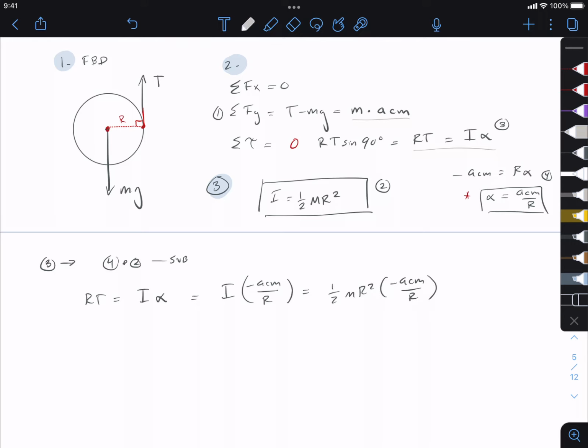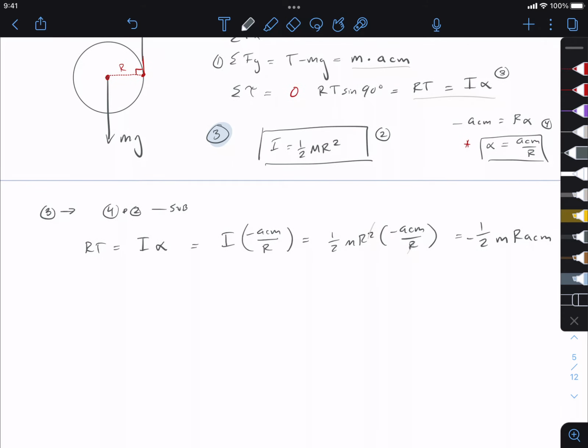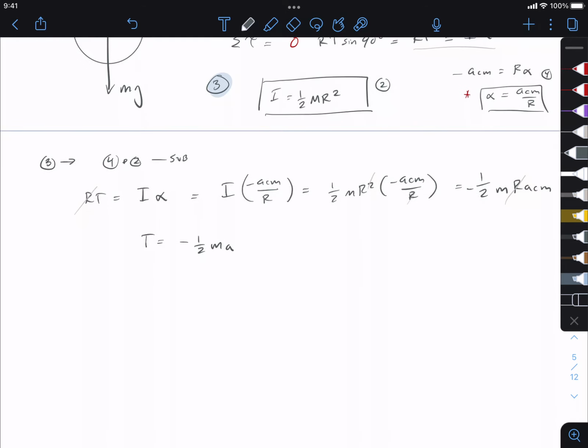Okay, so we're going to cancel out these r's here. We're going to have 1/2 mr a_CM. It's going to be a negative. Okay, so we also have another r on this side, so we're just going to cancel out these two. So we're going to have T is equal to negative 1/2 ma. It's looking very similar to our last problem. So we can say negative T is equal to 1/2 ma. Okay, so far so good here.